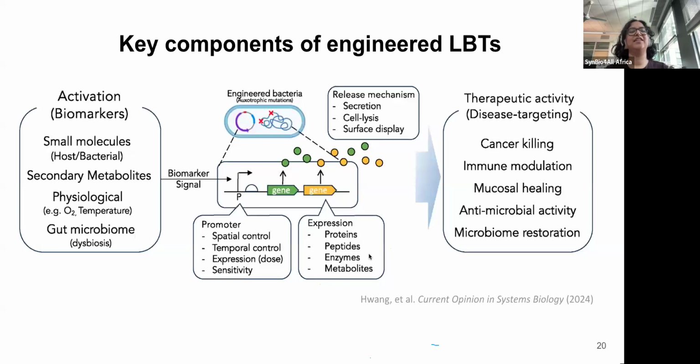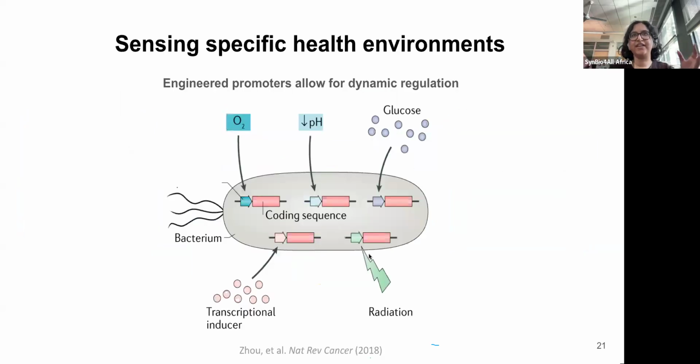And then once the therapeutic is out and in the environment, there's a bunch of different things that it can do in regards to disease targeting. It can kill cancer, have modulation of your immune cells. It can heal that mucus barrier that we were talking about before. There's also antimicrobial activity and different restoration of different components within the microbiome. And so there's a lot of things that you can change and tune using synthetic biology tools to have engineered function in these cells. And so to sense the specific health environments, again, we can use these engineered promoters.